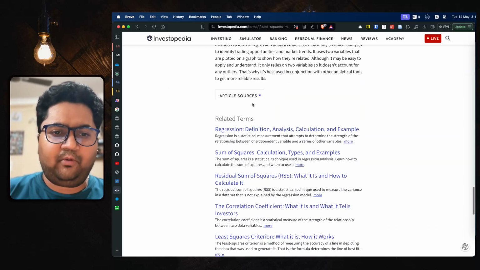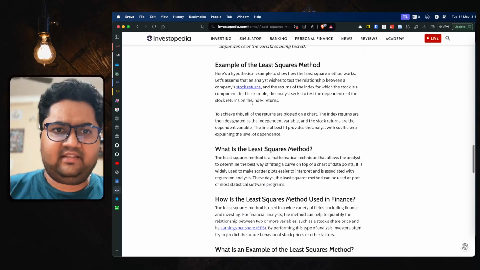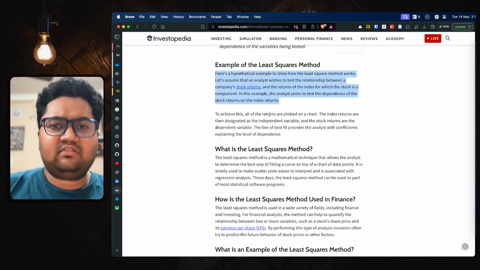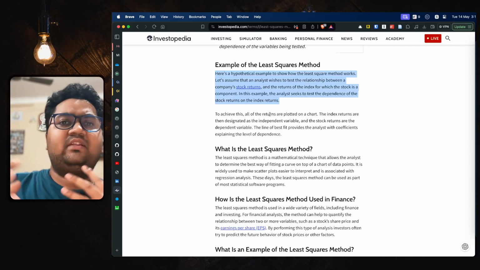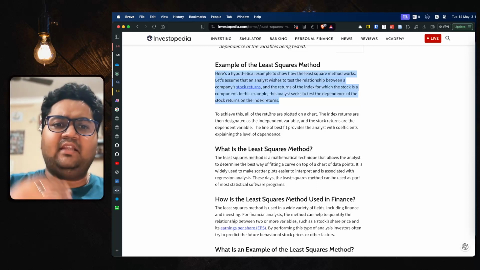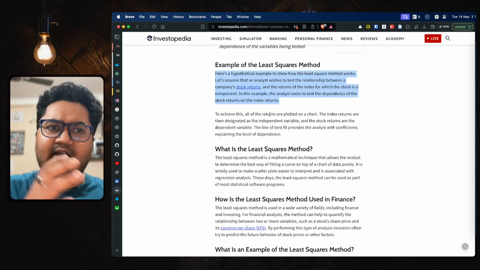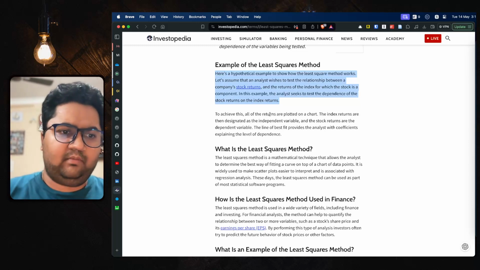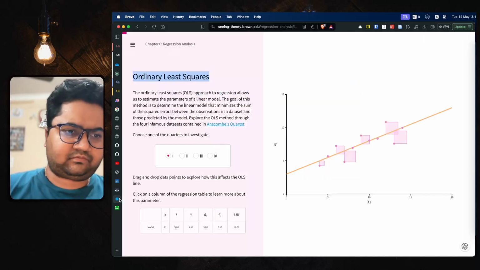Now, let's hop on and understand where this is used. Example: let's say an analyst wishes to test the relationship between a company's stock return and the return of an index of which the stock is a component. In order to do this, he or she would need to perform a regression analysis, and an OLS-based approach can be really helpful. All right, so let's dive in using some more examples.